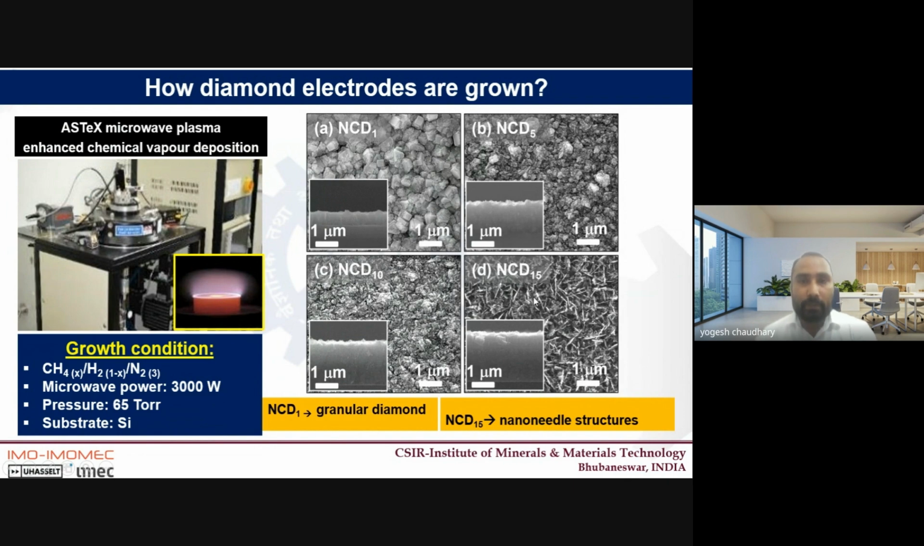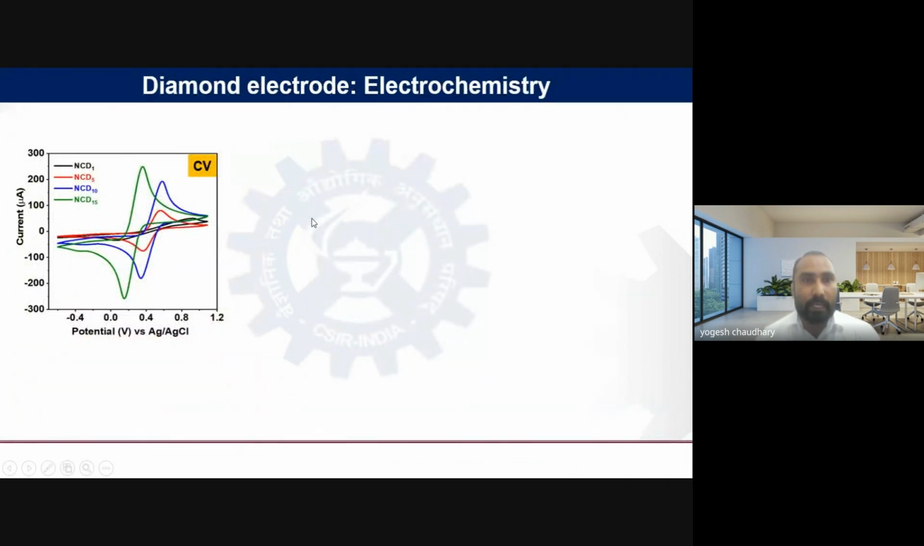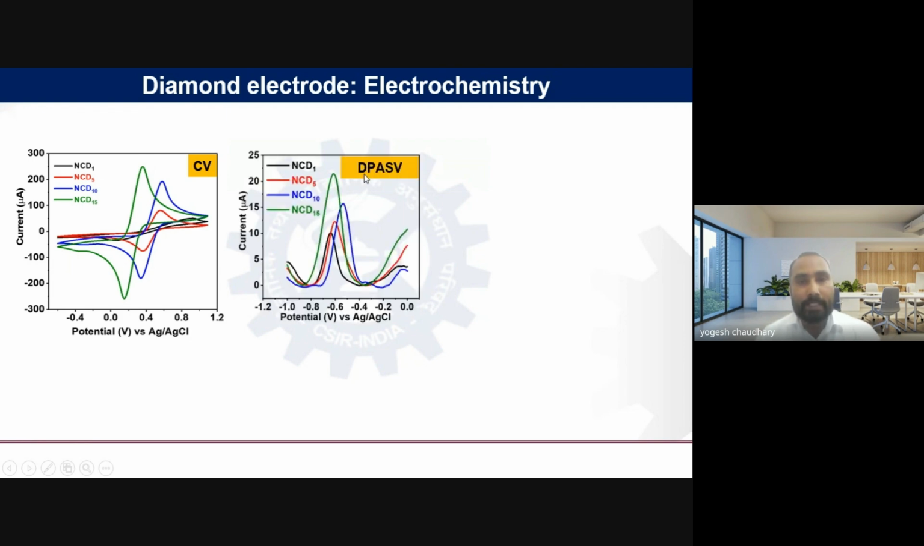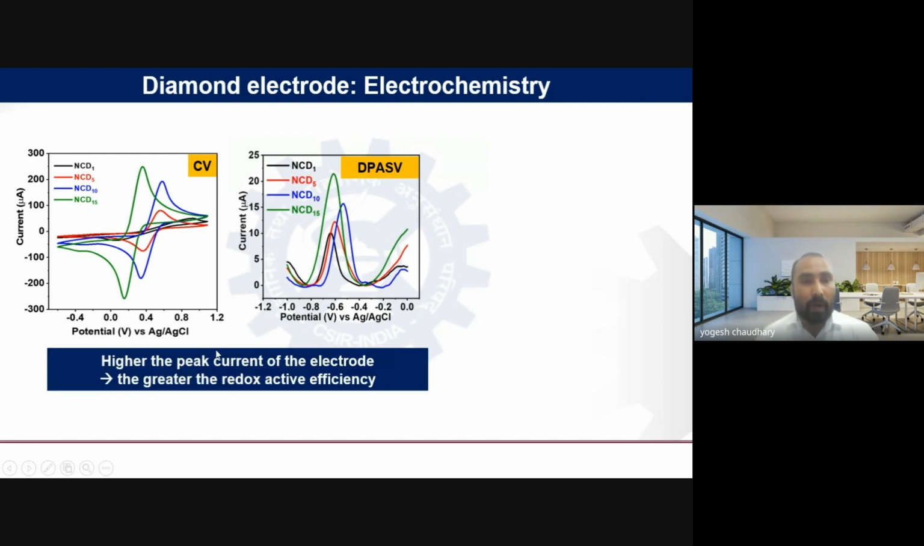Then we used electrochemistry to characterize the synthesized electrodes, and for that we used cyclic voltammetry, which we performed on four different samples. From this CV we can claim that the 15% methane sample shows better peak current, and similarly it is supported by differential pulse anodic stripping voltammetry. From this also we can clearly see the NCD 15% shows better peak current in comparison to the other electrodes. So what we can claim here is that the higher the peak current of the electrode, the greater the redox active efficiency.